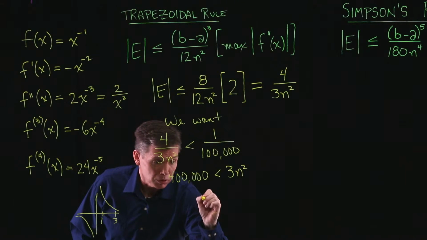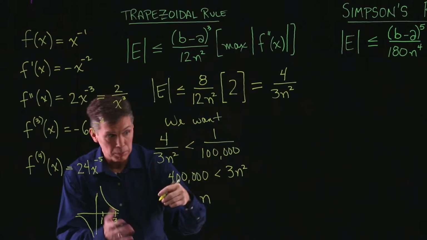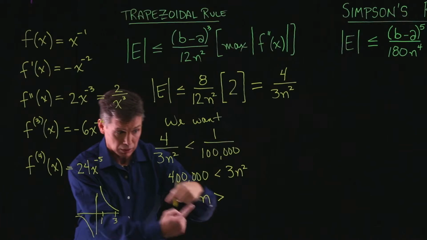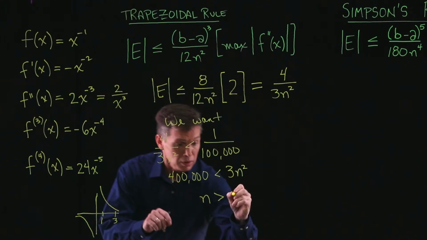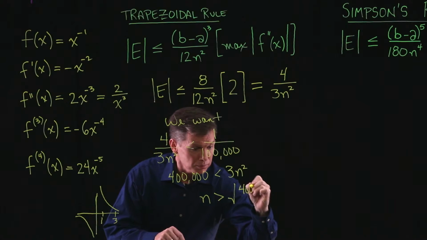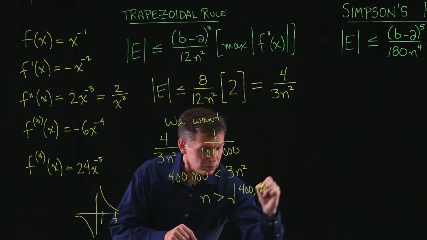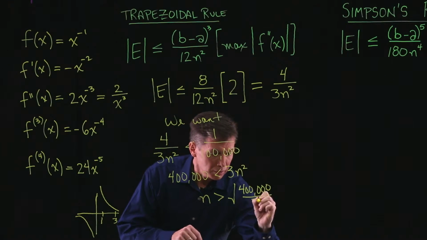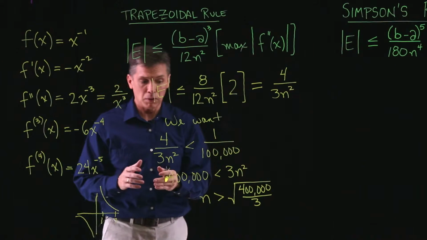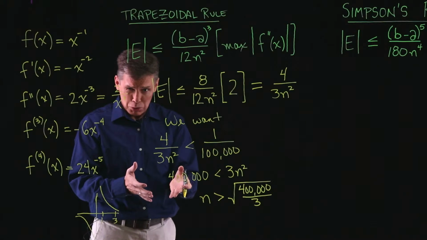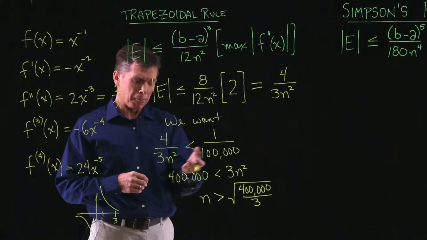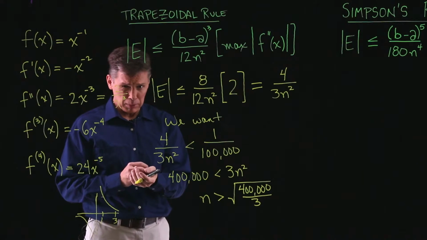And if you don't mind, I'm also going to switch. I like my n to be on the left, which means this less than does become a greater than sign because I'm switching things. And then square root 400,000 divided by 3. All right, great. Great, because we've gotten down to an n expression. I don't want to say n equals. We're saying n greater than square root of 400,000 divided by 3.